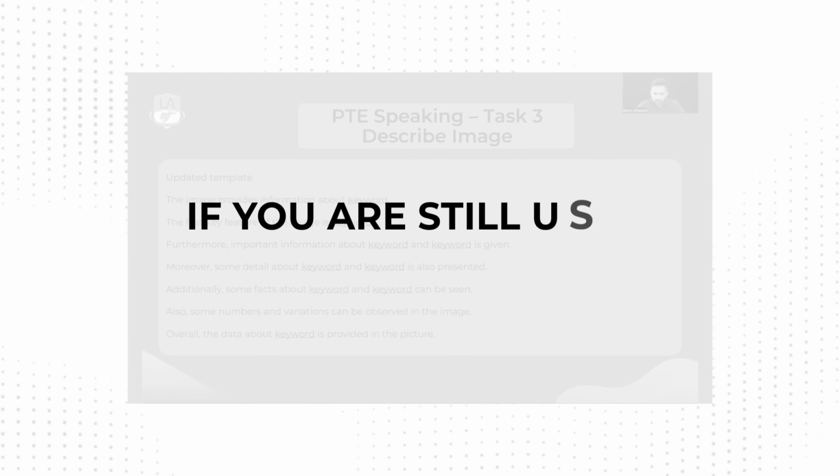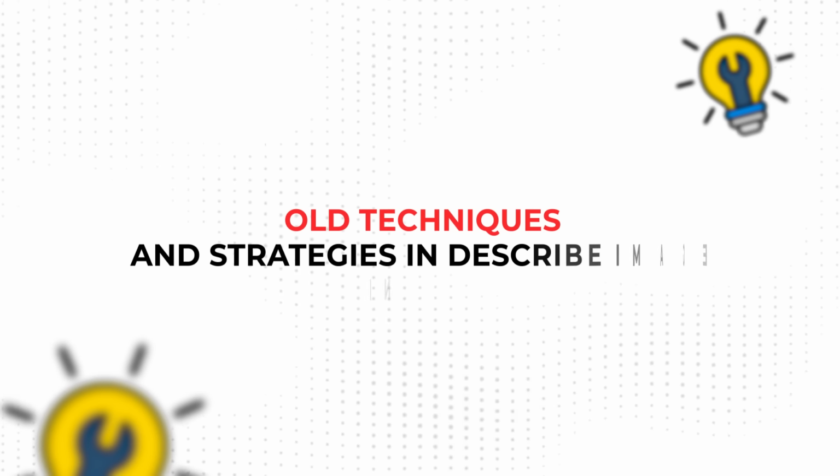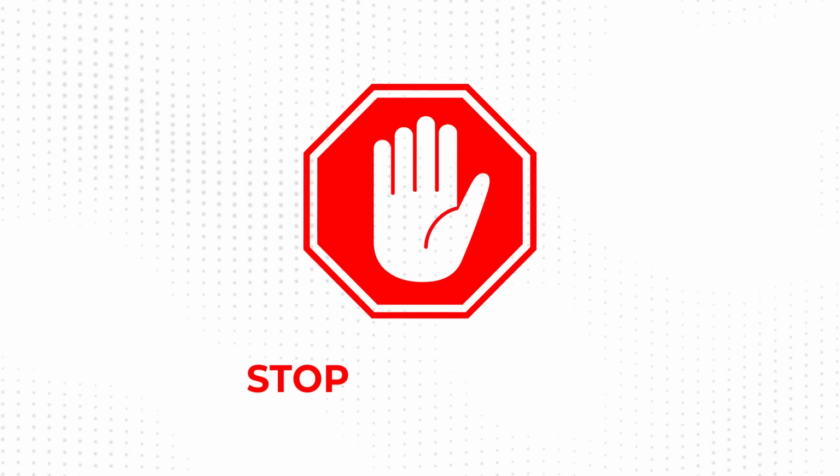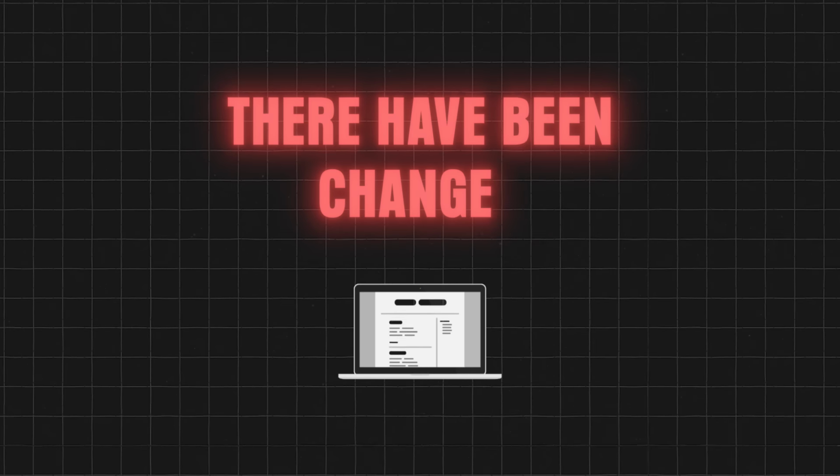Alright guys, if you're still using the old templates, old techniques and strategies in Describe Image in 2025, you need to stop right now if you actually want to get your desired scores. Pearson's system has become way smarter. There have been changes and you need to make sure you do your job accordingly.